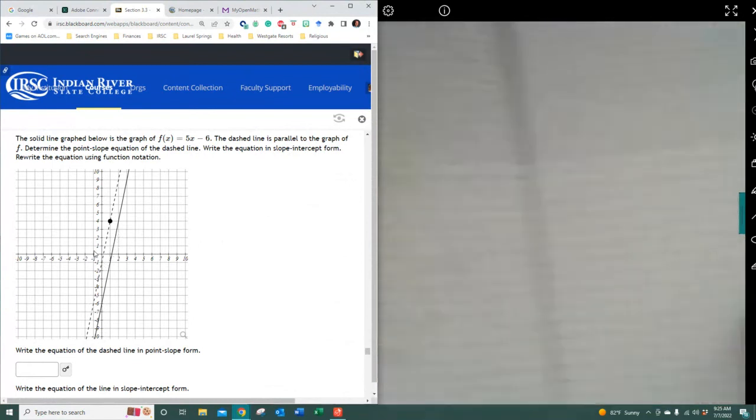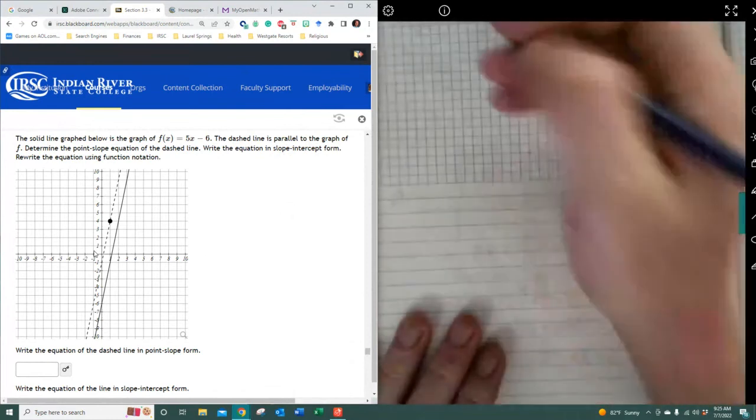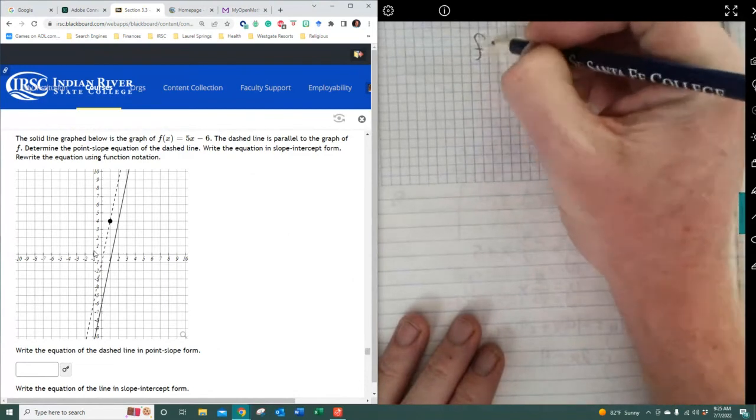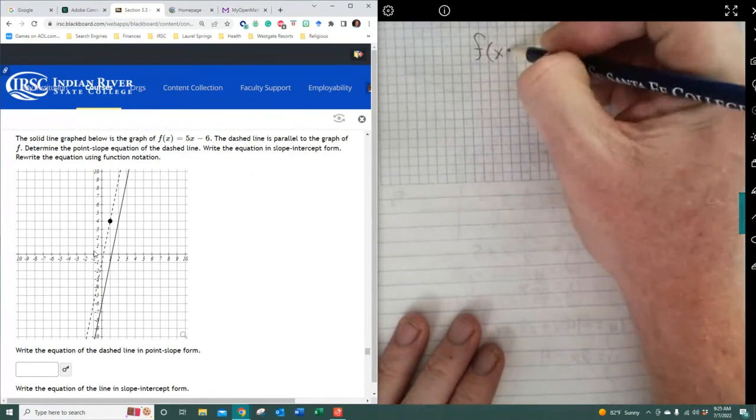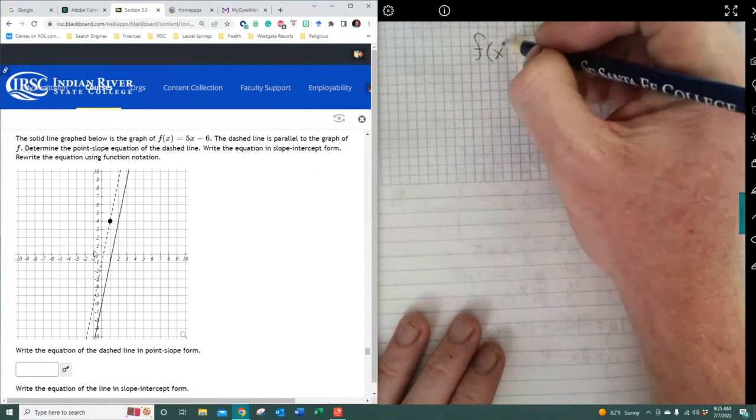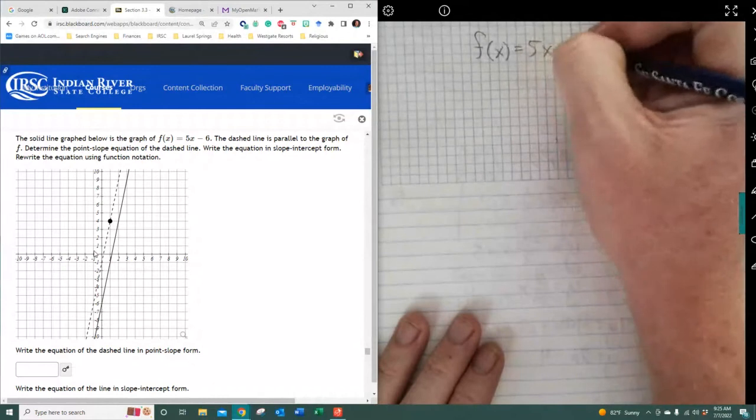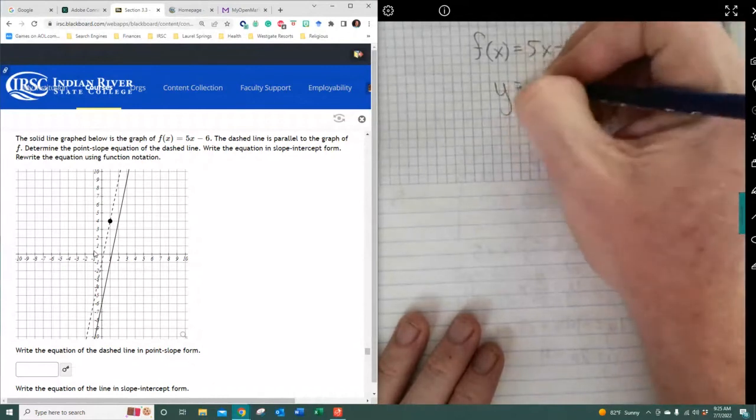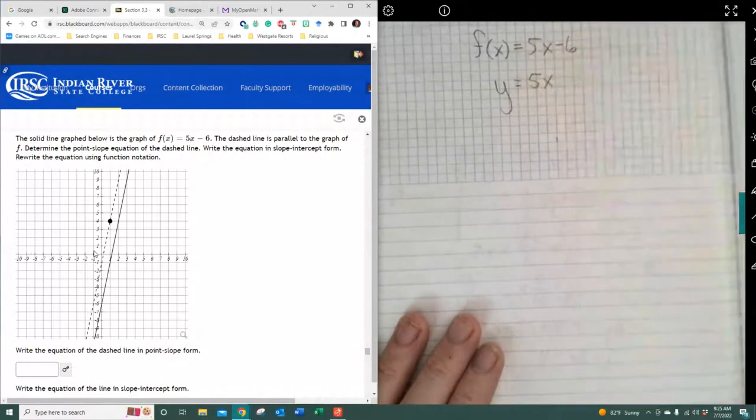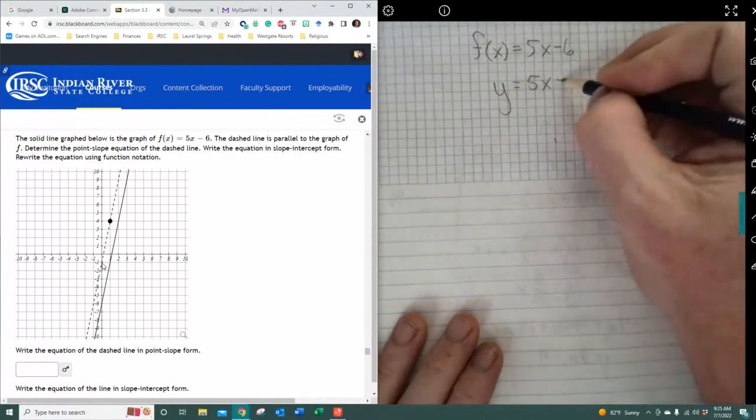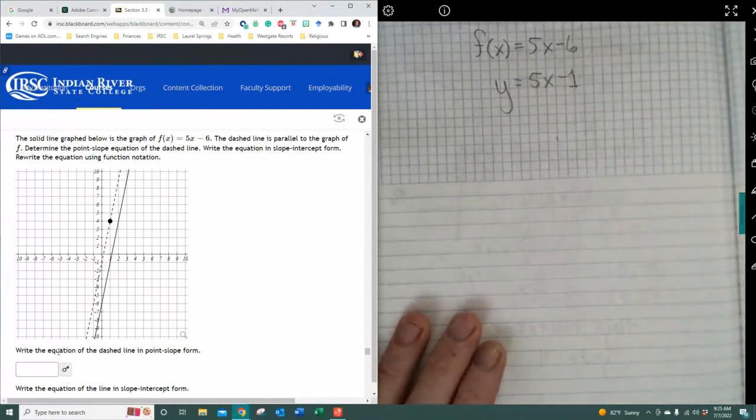I need to talk about parallel and perpendicular lines real quick. So now we're looking at parallel, meaning that our equation for the next one is going to have the same identical slope. I'm just going to write it as y equals. They kind of gave it away by giving us the graph of this, but it's going to be -1 is our y-intercept. So that's the equation that we're looking for.